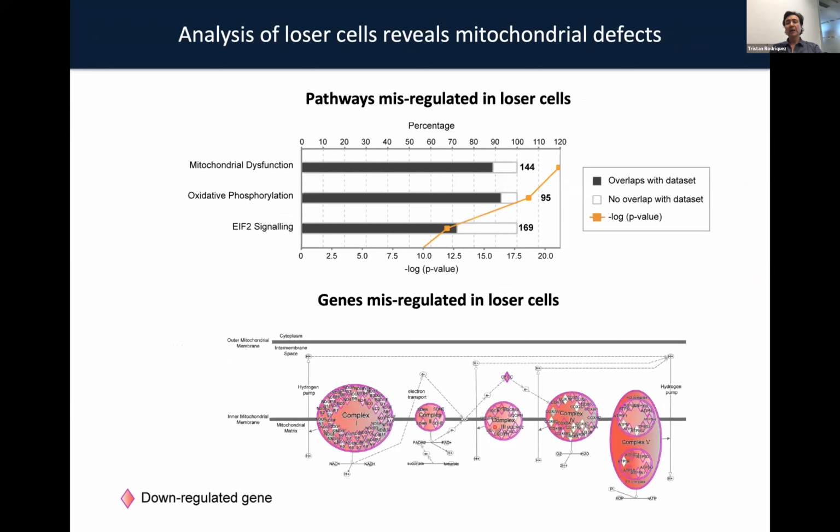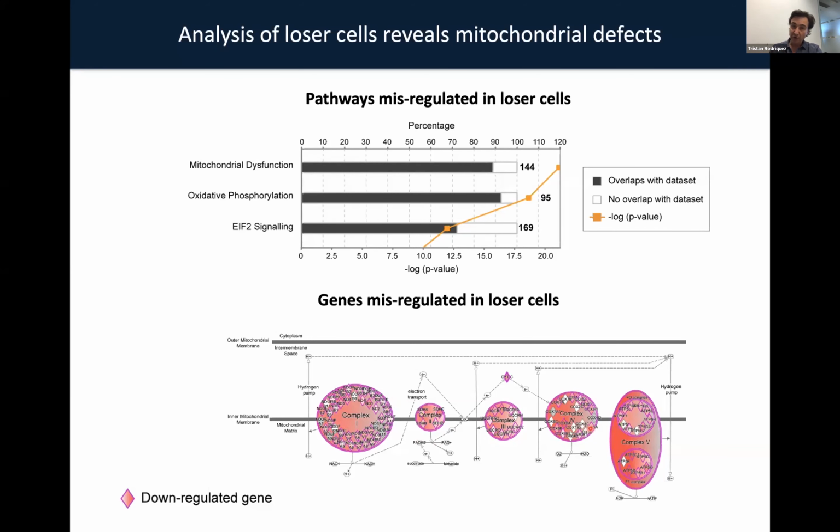When we looked in a little bit more detail at the pathways that were misregulated in these loser cells, we saw that they all shared a common feature. This common feature was that they were enriched for gene signatures related to mitochondrial function, such as mitochondrial dysfunction or oxidative phosphorylation. So when Anna looked at, for example, the expression of genes that encode each one of the 5 complexes of the electron transport chain of the oxidative phosphorylation machinery, she found that these genes were all downregulated in the loser cells, suggesting that the cells being eliminated have mitochondrial dysfunction in the embryo.